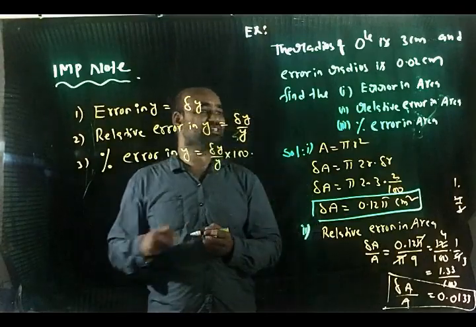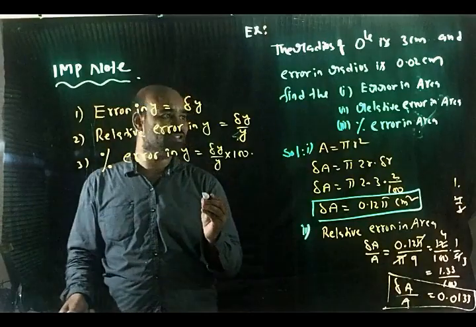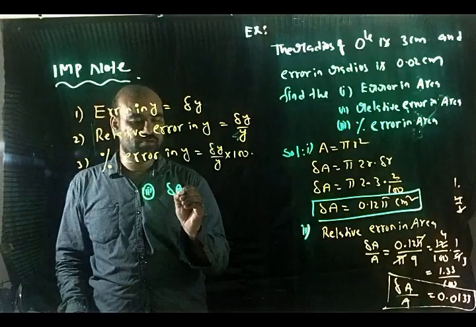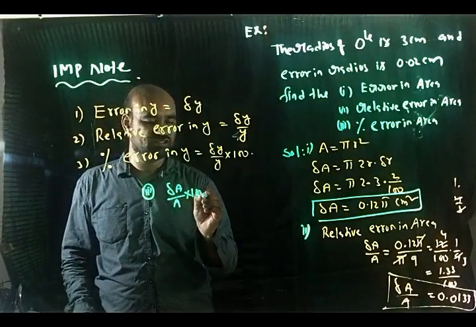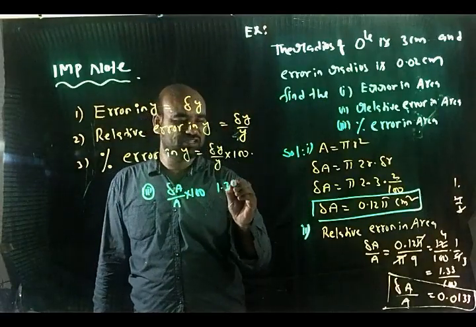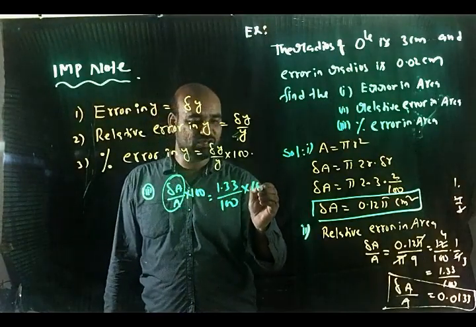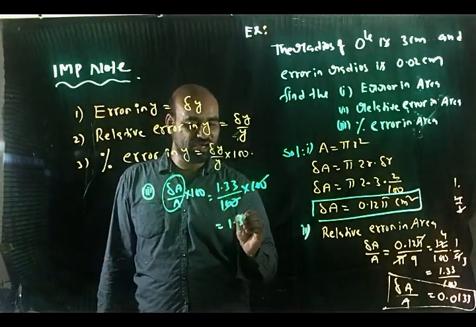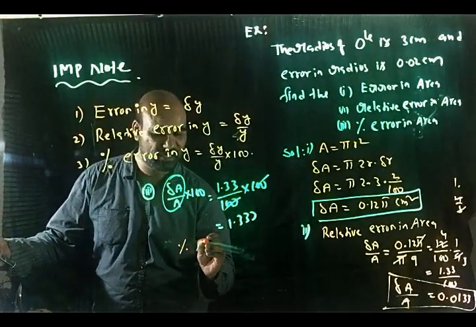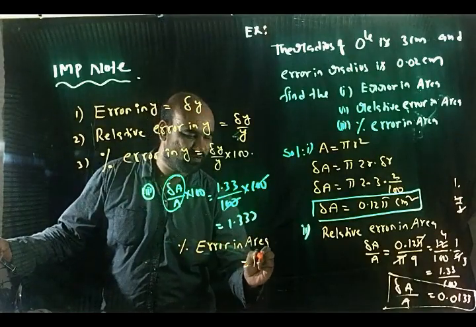Next, what do you want? Percentage error in area. So percentage error in area means what you want? Third one. Delta A by A into 100 you want. Just now you got delta A by A 1.33 by 100, that is delta A by A into 100, cancel, that is equal to 1.33. Therefore, percentage error in area equal to 1.33.